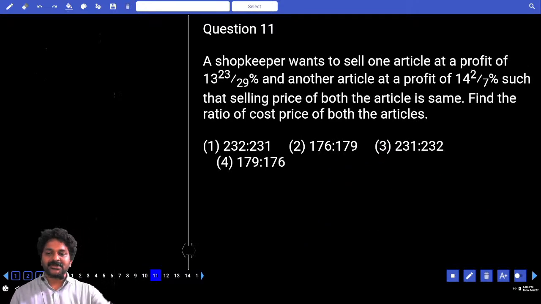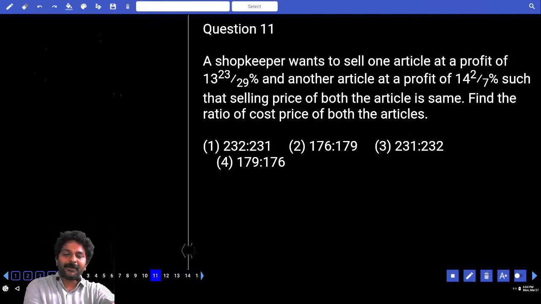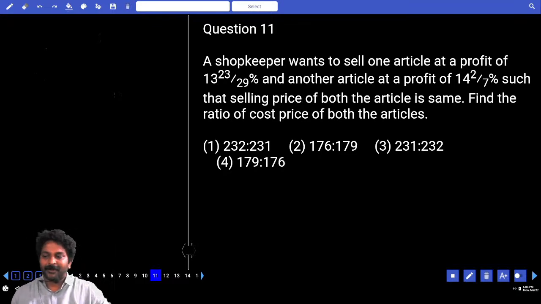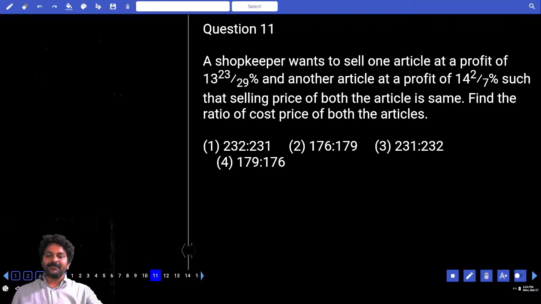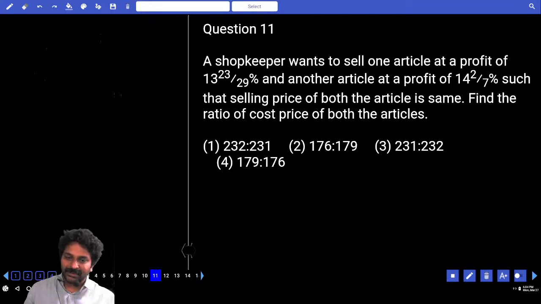A shopkeeper wants to sell one article at a profit of 13 23/29% and another article at a profit of 14 2/7% such that the selling price of both the articles is same. Find the ratio of cost price of both the articles. Okay, right. So now ఇక్కడ సింప్లిఫికేషన్ చేయాలి.